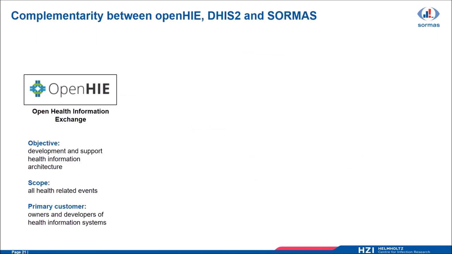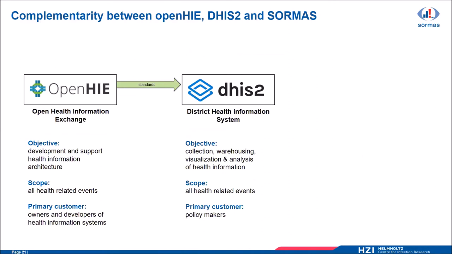OpenHIE is Open Health Information Exchange. It is a framework that is used even for DHIS to develop their systems. What this means is that it looks at all related events. DHIS2 is like a warehouse that collects information based on these standards.